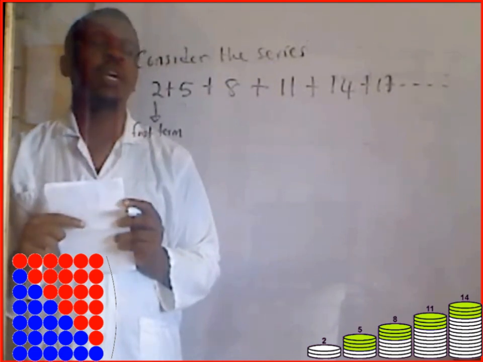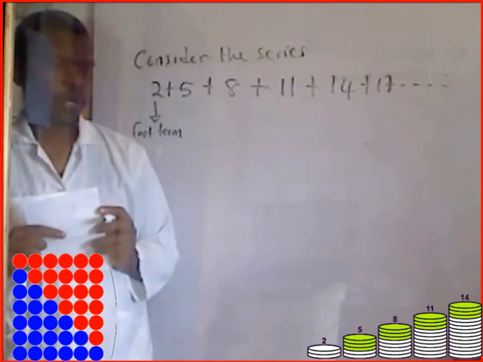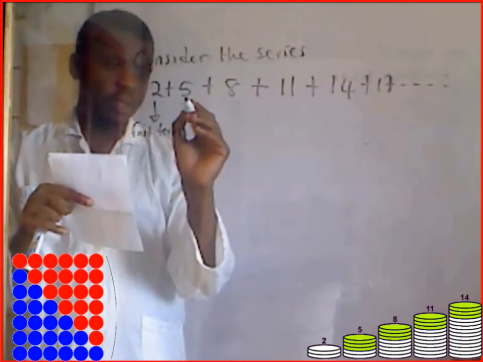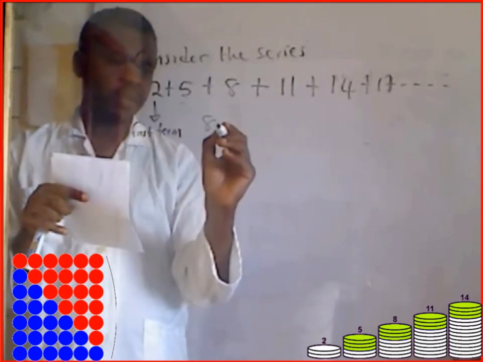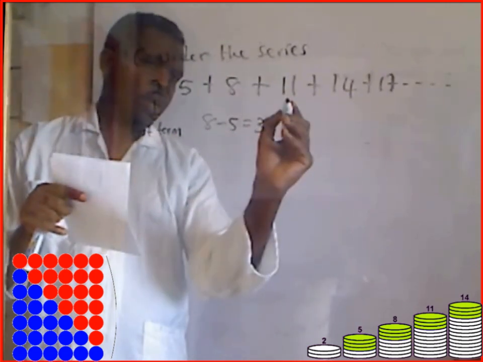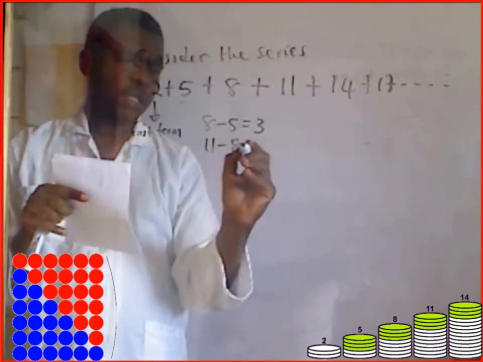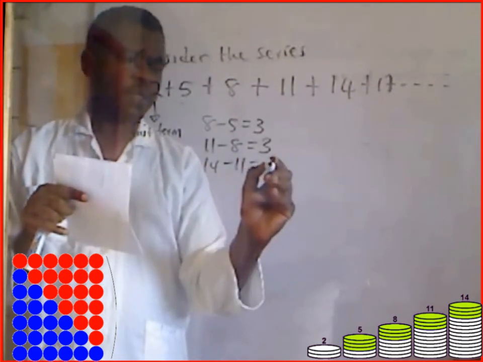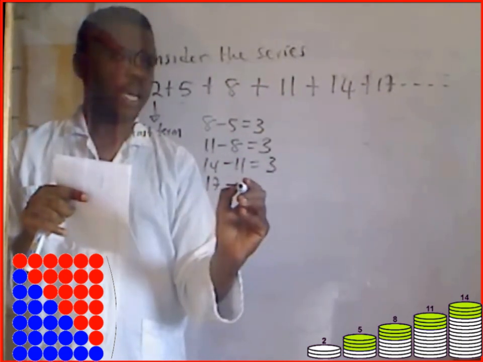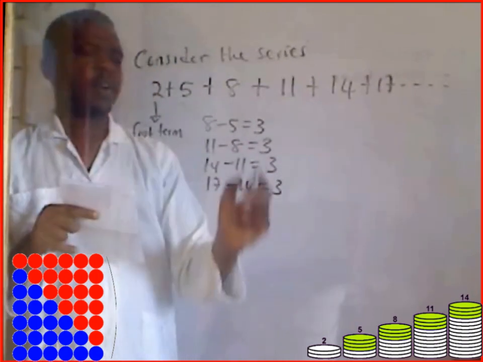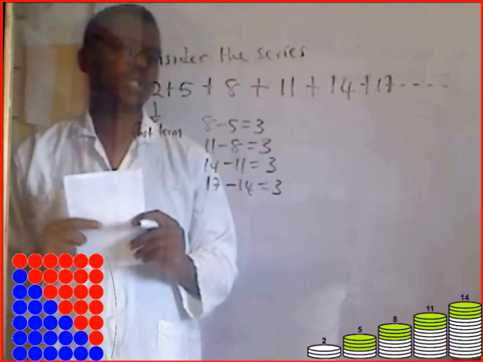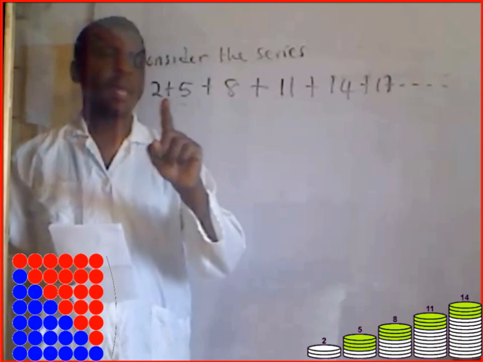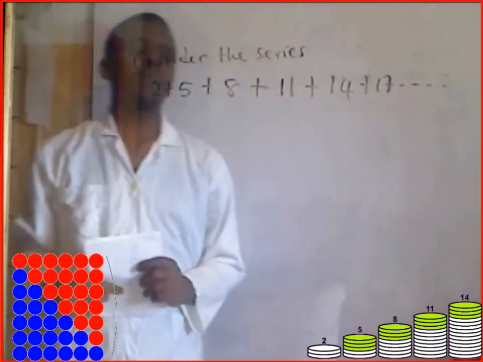How do we identify an arithmetic series? We test for the gap between the terms. 8 minus 5 gives us 3. 11 minus 8 gives us 3. 14 minus 11 gives us 3. 17 minus 14 gives us 3. We have a constant gap between consecutive terms, so this tells us that we are dealing with an AP, an arithmetic progression. At times we might be given a series and asked to give the value of a particular term.